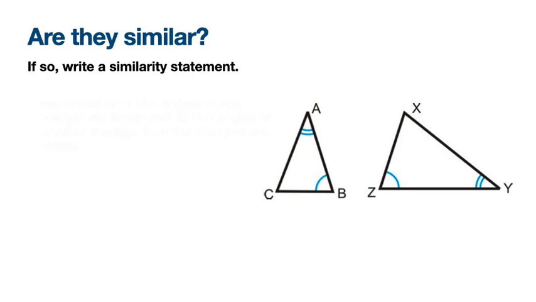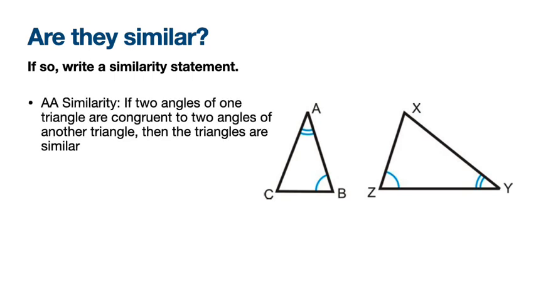So the angle-angle similarity postulate comes to mind, and that says if two angles of one triangle are congruent to two angles of another triangle, then the triangles are similar. So angle A and angle Y, because of these angle markings, are given as congruent. Angle B is congruent to angle Z, also given in the diagram. So we can say, in fact, that these triangles are similar, and we can write a similarity statement.